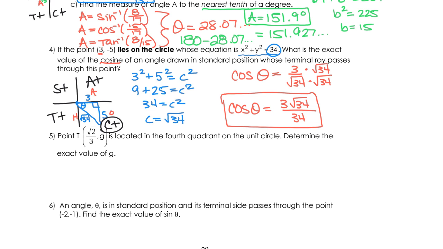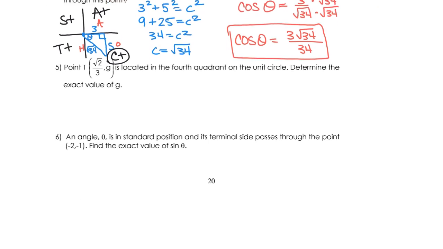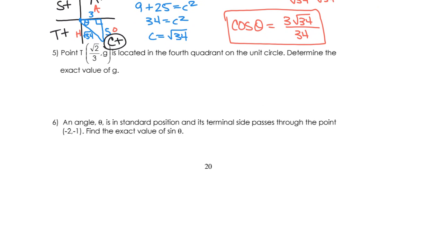All right, guys, let's take a look at number 5. In number 5, it says that point T, which is square root of 2 over 3, comma G, is located in the 4th quadrant of the unit circle. Determine the exact value of G. So this question is just a little bit different too. All right, but no big deal.